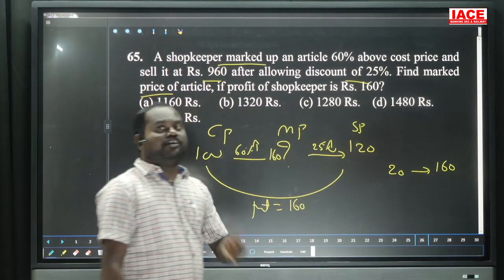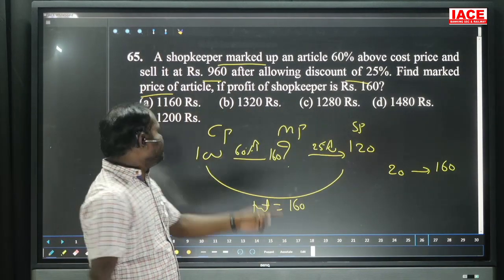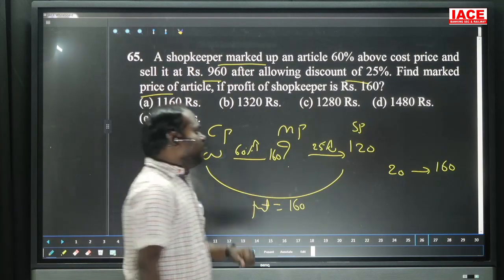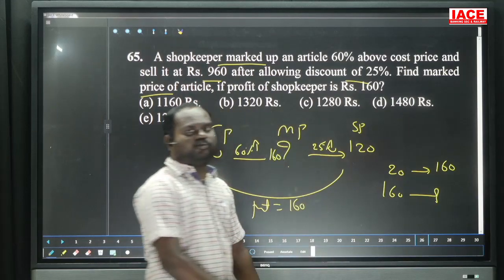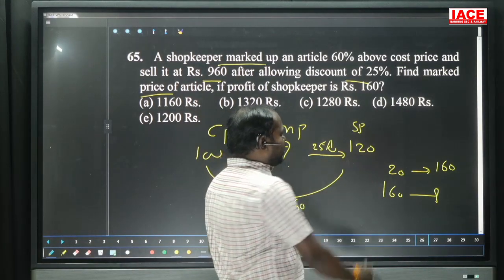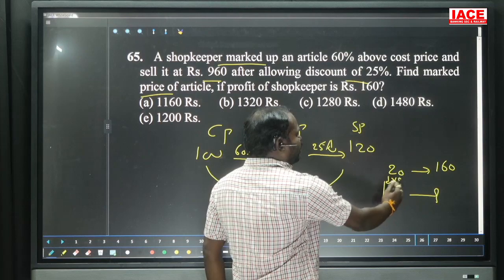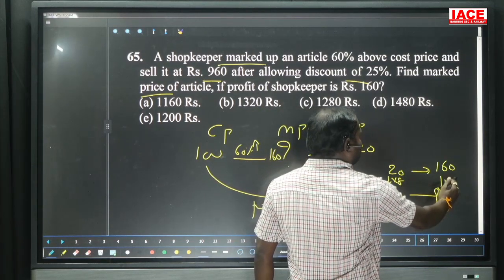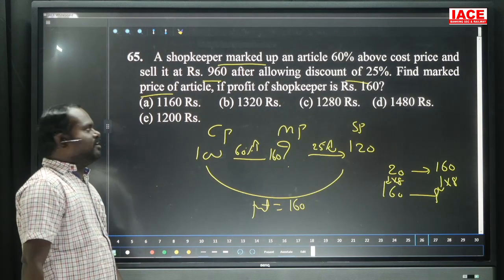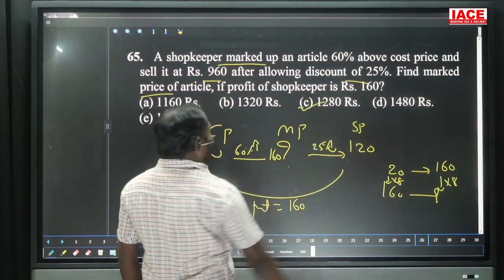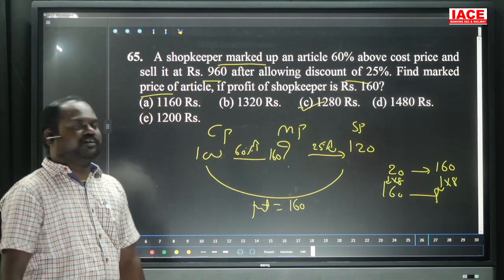But the question is asking not the cost price, it is asking what the mark price is. This is what we require. Then what is 160? If 20 is 160, then 160 will be how much? Observe carefully, 8 times. If it is 8 times, then this is also 8 times. 16 eights is 128. Option C, 128. Right. Next.